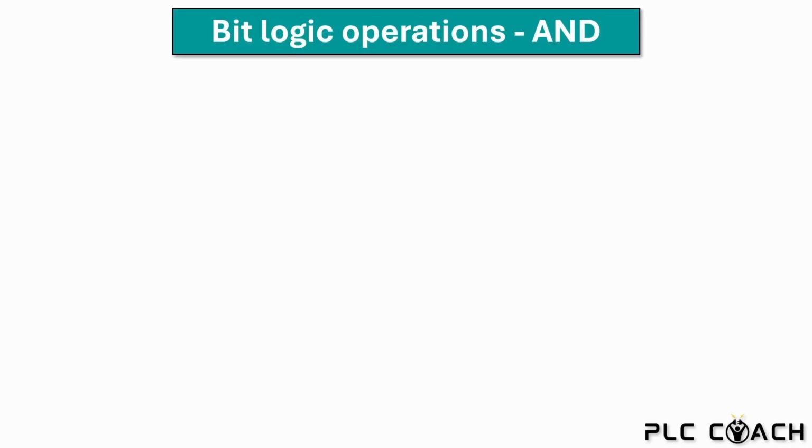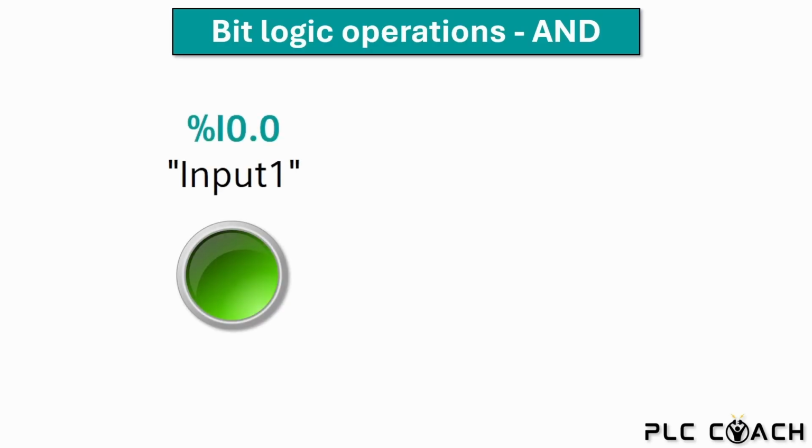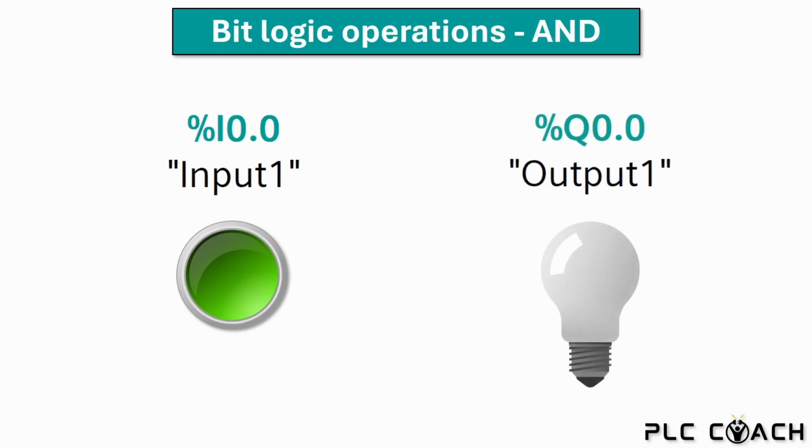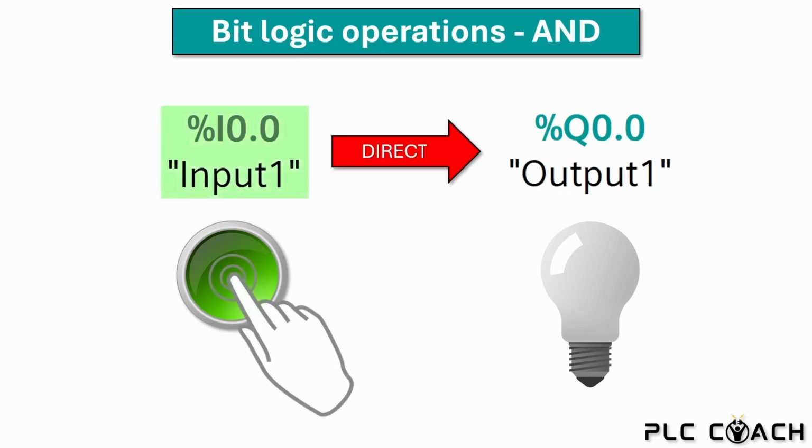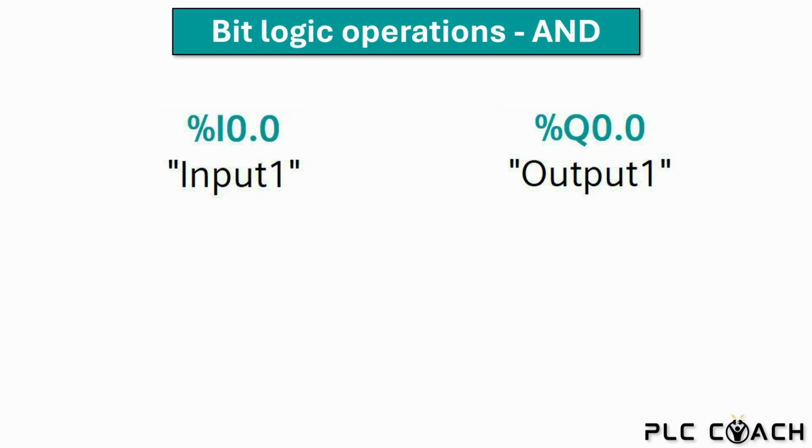In the last chapter, we created our first project. A push button was used to control a lamp. The input and output were directly linked using an assignment. So when we press the button, the lamp lights up. Super easy.